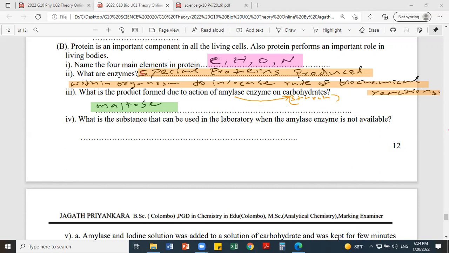Yes, Hiru? Saliva. Other than saliva, is there anything else we can use? Any other volunteers? It's given in the textbook under the practicals. None of you gave this name.